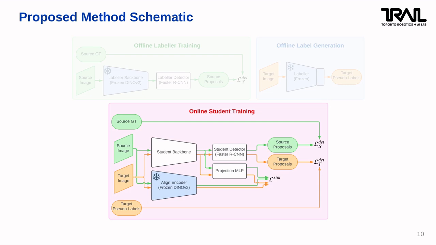Finally, we train the student model. We use the generated target domain pseudo-labels as supervision for the detection loss on the target domain. In addition to this, we add an alignment loss between the patch level features of the student backbone and those generated by a VFM model. This is evaluated individually for each image from both the source and the target domain.